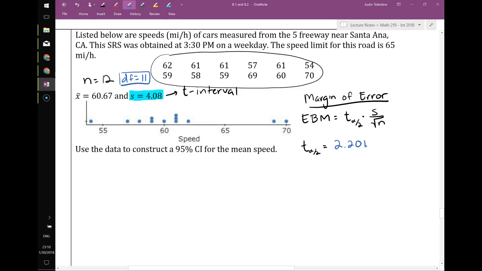So now we have everything we need to build the margin of error and then the confidence interval. Our error bound for the mean is just going to be 2.201 times 4.08 over the square root of 12. And typing this into our calculator really quick, I get about 2.59.